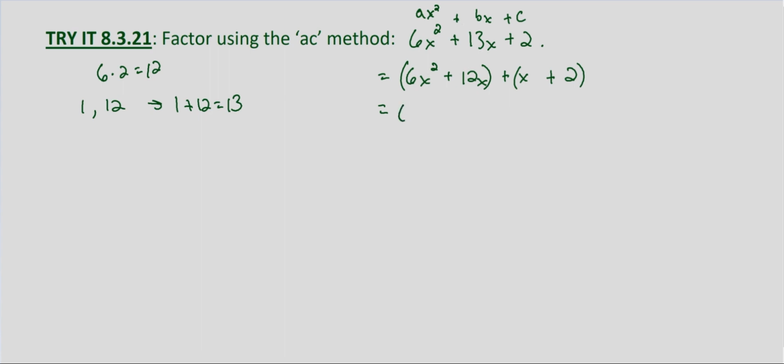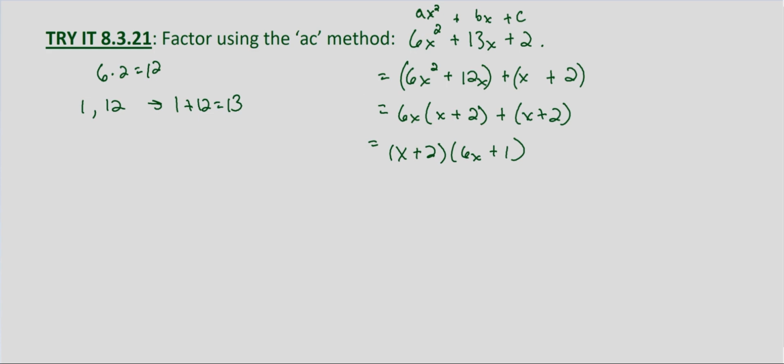So 6x in our first one, 6x times x plus 2, plus x plus 2. That's already prime. So then we factor out the x plus 2, and that's going to give us 6x plus 1.